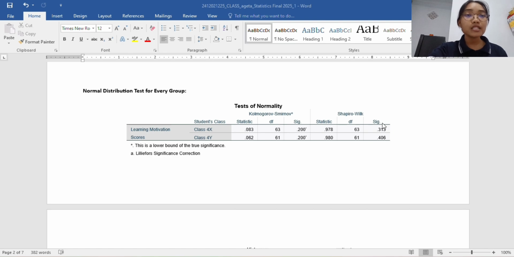0.200 and in the Shapiro-Wilk test it is 0.313. Similarly, for class 4Y, the p-value in the Kolmogorov-Smirnov test is 0.200 and in the Shapiro-Wilk test it is 0.406. Since all p-values are above 0.05, this indicates that the assumption of normality is met and therefore a t-test can be used for further analysis.